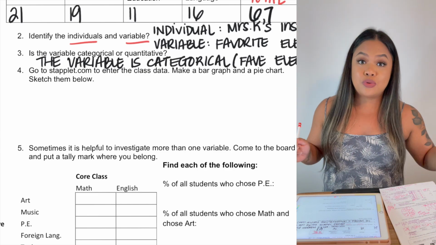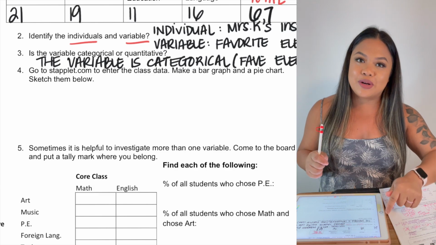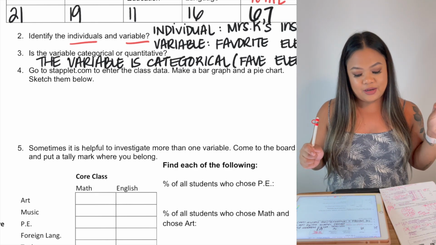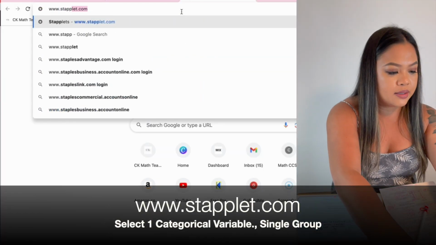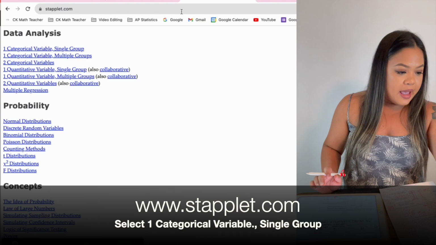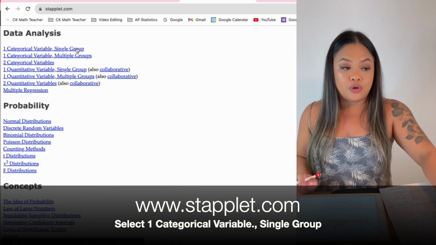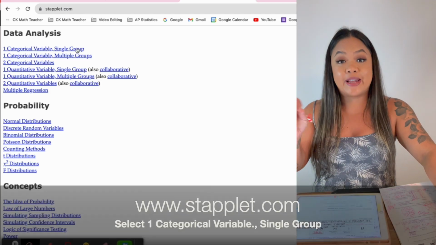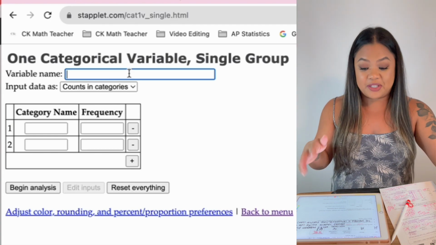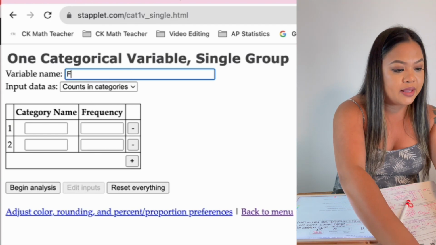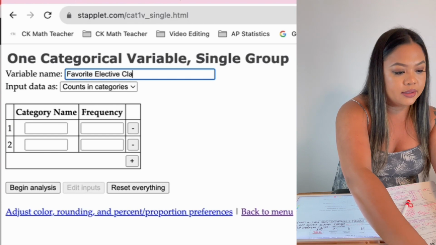So we're gonna jump to the website, statlet.com, and then we're gonna input these numbers into the Statlet app and draw a bar graph, okay? Okay, so we're gonna go to www.statlet.com. And we're going to select one categorical variable, single group. So it's the first option under data analysis. So we're going to go ahead and select that. The variable that we're dealing with for homework was favorite elective class. We're going to go ahead and type that in, favorite elective class.